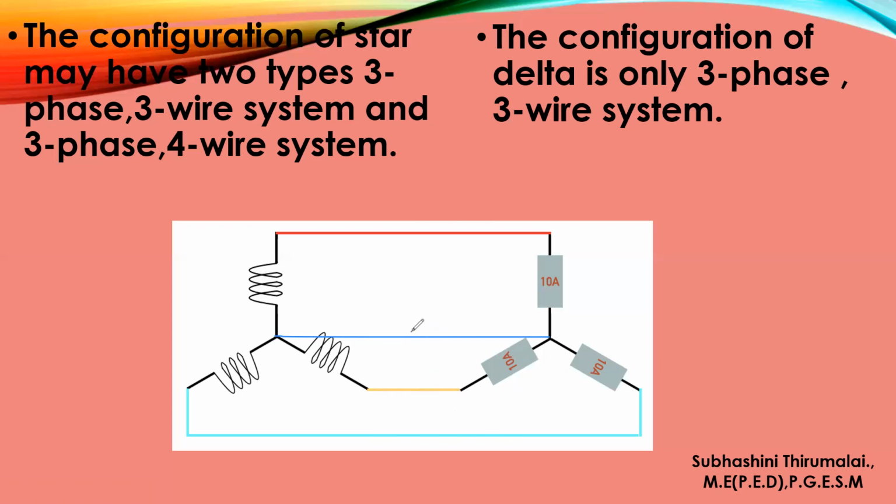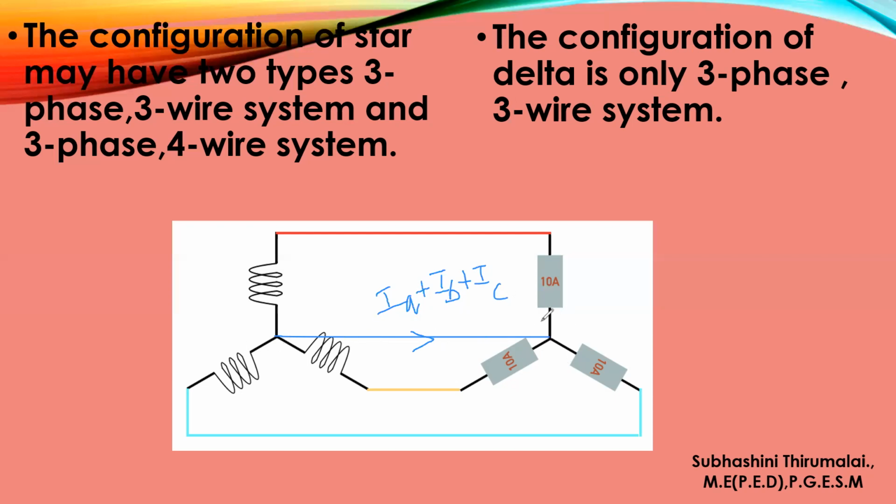So this neutral current is called IN, that is the sum of the other three currents, IA plus IB plus IC. As I have already said, this will be 0 if it is connected to a balanced load. If it is an unbalanced load, reverse current will be there.